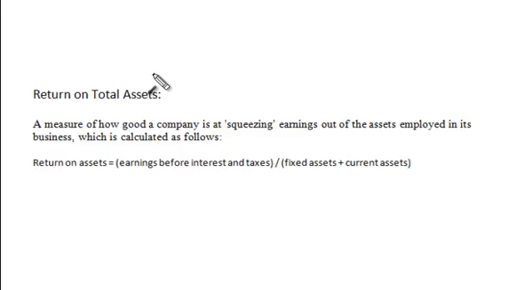The ratio we're going to be looking at today will be the return on total assets. This is simply, like it says right here, a measure of how good a company is at squeezing earnings out of its assets employed in its business, which is calculated as follows. Return on assets is simply earnings before interest and taxes, that's simply EBIT, divided by fixed assets plus current assets. Well, we've already explained that fixed assets and long-term assets are the same thing, so you're simply taking the long-term assets and the current assets, you add them together, you're getting the actual total assets. So all we're doing is taking EBIT divided by total assets.